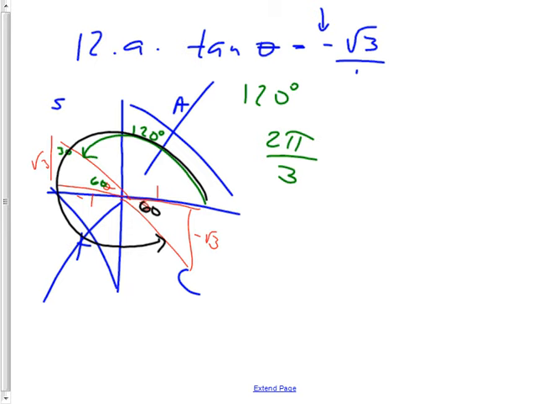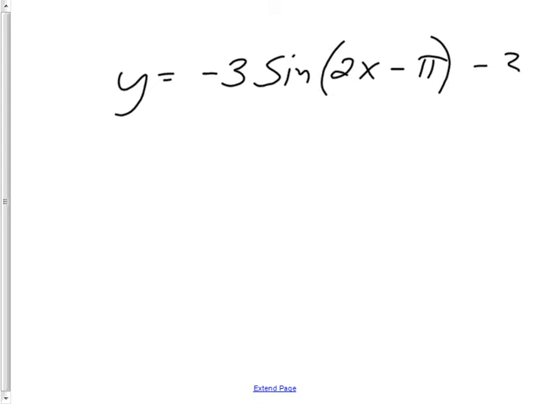Ooh, that kind of problem where you have amplitude, phase shift, etc. Since there's only one of those, I'll just make you a different one. What if it said this? Let me do it this way. 2 x minus pi, and then minus 3.